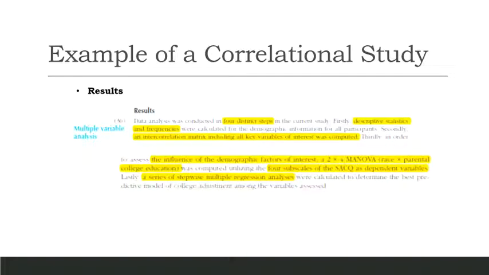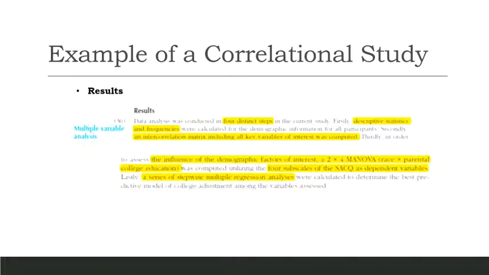And the results, the analysis on the multiple variables, would have appeared in the results. So as you can see, the data analysis here was conducted in 4 distinct steps. First, you would have the descriptive statistics and frequencies. So you would have calculated that from the demographic information.